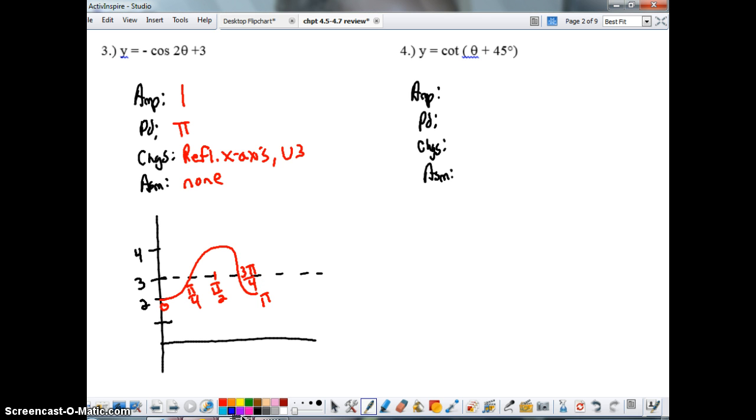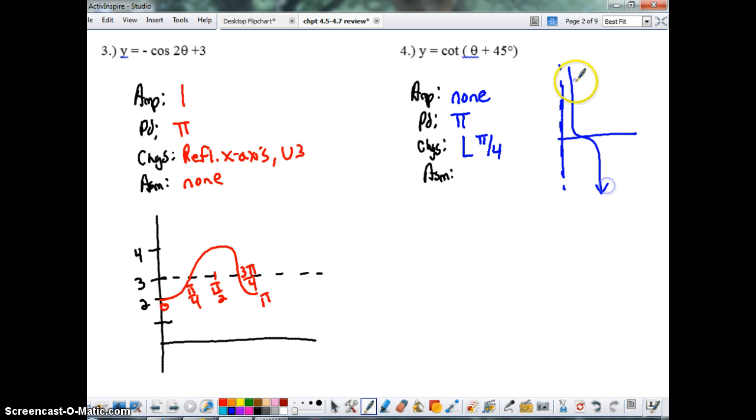Next one, number 4, cotangent. We're taking cotangent going left pi over 4. So amplitude here is again none, just like tangent. There is no wave function. Period is going to remain the normal one, that's pi. Changes are going to be left here, pi over 4. All right, asymptotes, remember when you do your cotangent graph, cotangent has an asymptote at 0 and a pi.